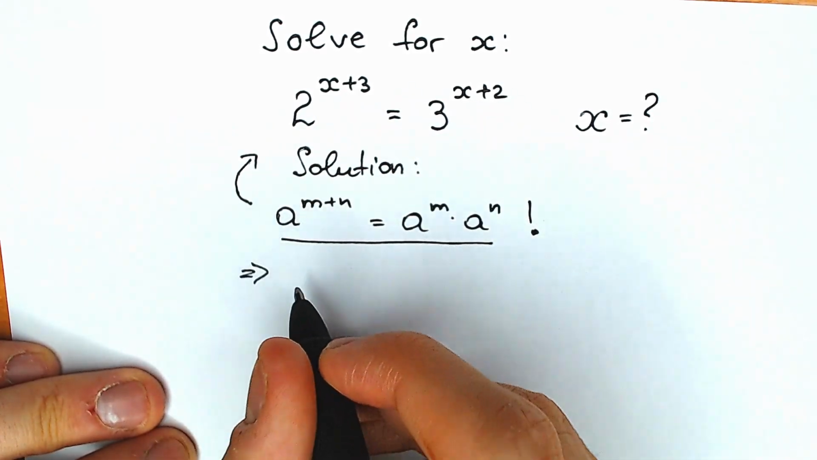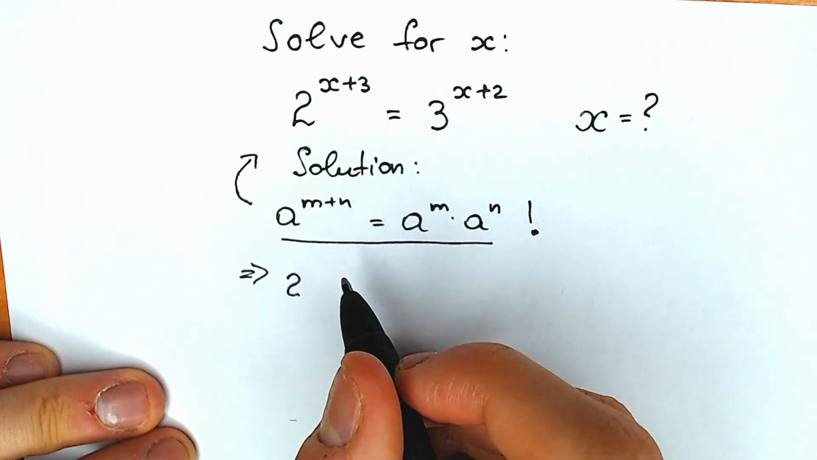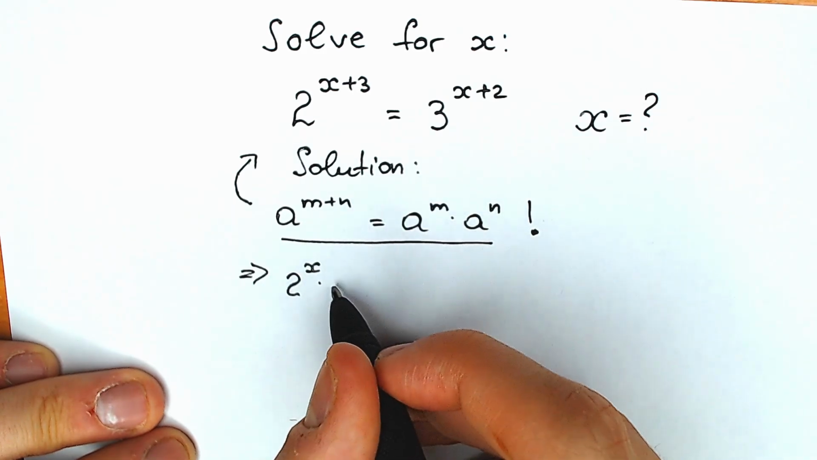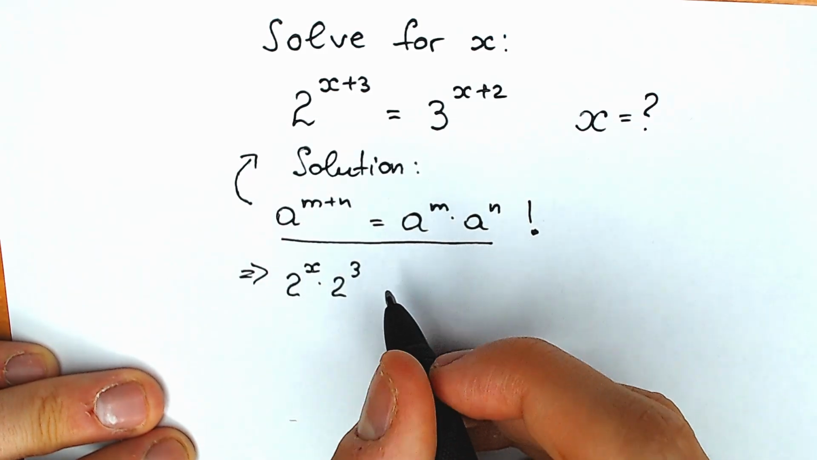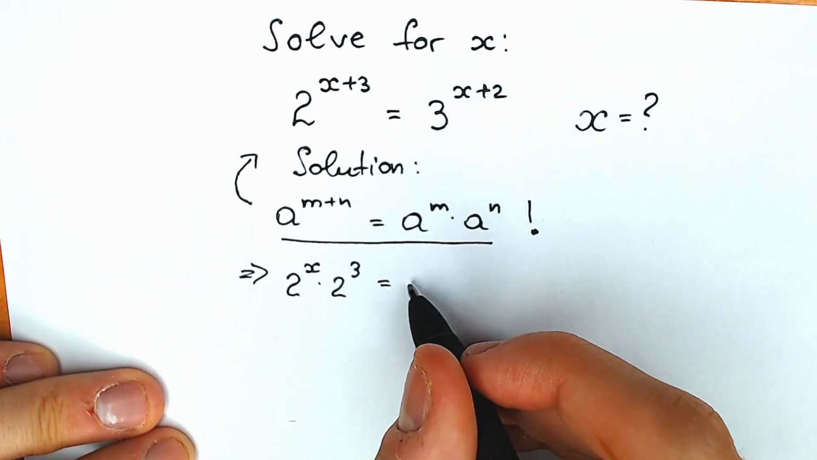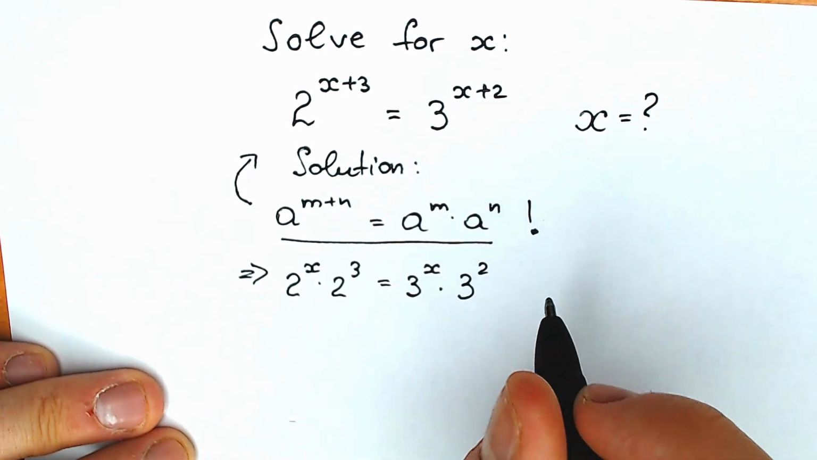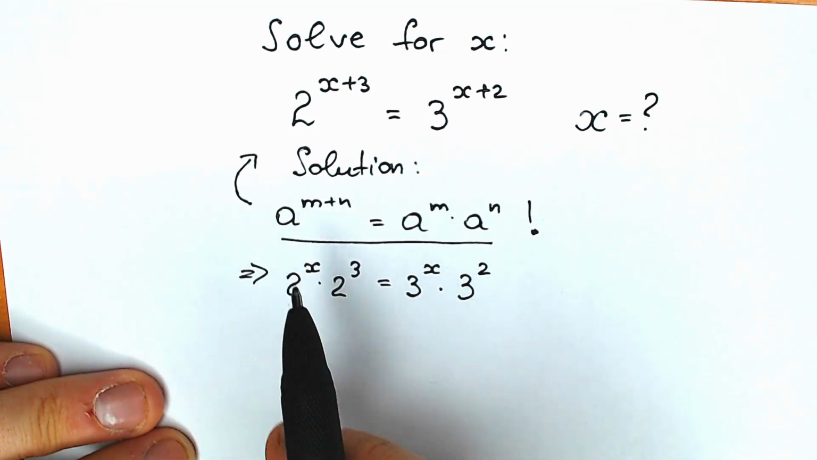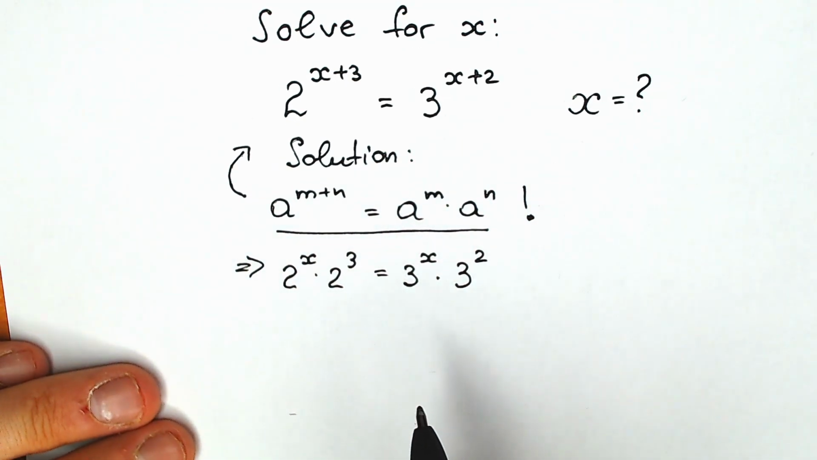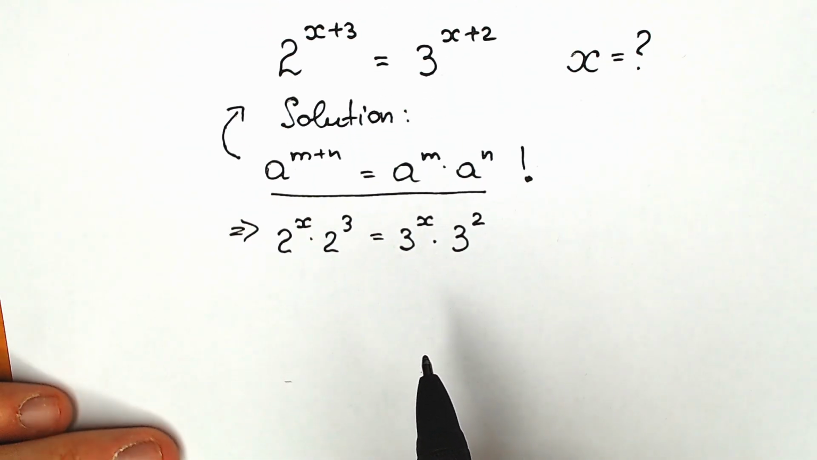As a result, what do we have? 2 to the power x plus 3, we're going to write as 2 to the power x times 2 to the power 3, really great, equal to, and on the right side we will have 3 to the power x times 3 squared. Okay, we're going to split it like that. According to this property we have the next expression. Okay, let's go to the next step.